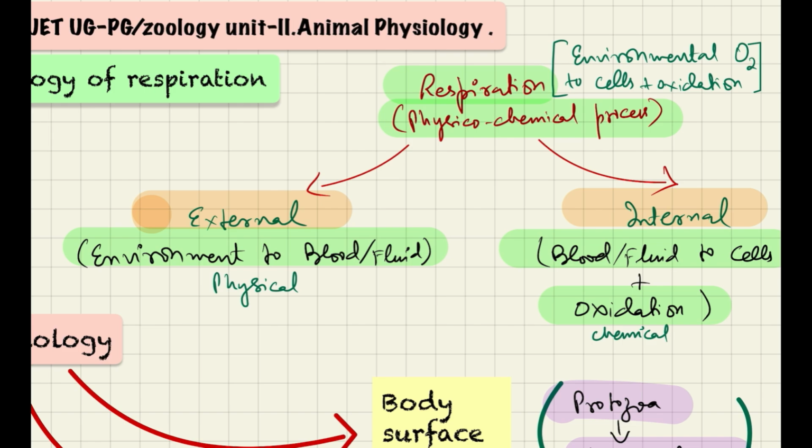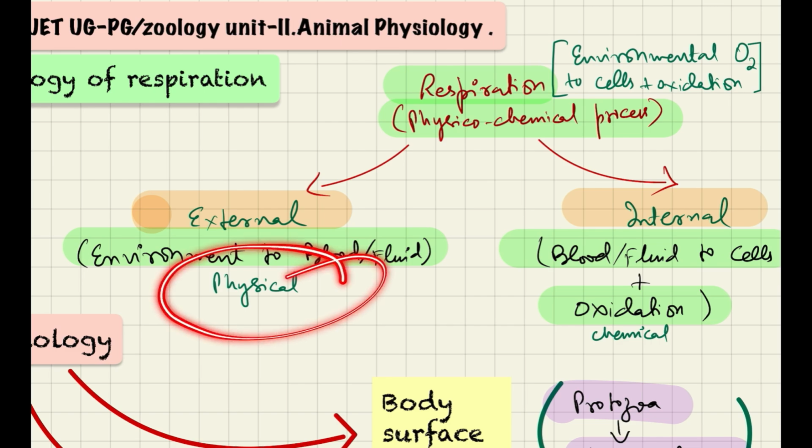Now, with respect to its types, first is external and the second is internal. Actually, these are the types, but also the process is through the types itself. It means first comes external respiration, then there is internal respiration. So these are types as well, and also the process is like this. In case of external respiration, first the oxygen is traveling from environment to the blood streams or the fluid of the body. There are different types of respiratory mechanisms, as we will see.